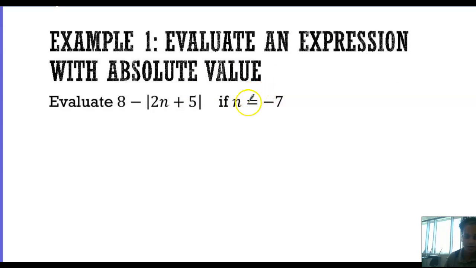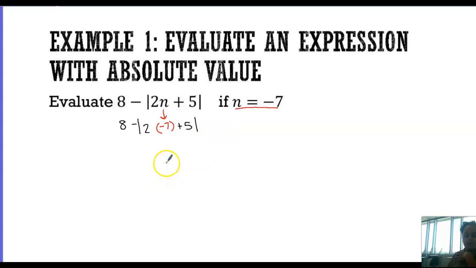What that means is we're going to use something called substitution. Anywhere we see an n, we're going to put -7 because n is equal to -7. So I'm going to replace this n right here with -7. Anytime you plug something in, from here on out, I want you to use parentheses for that. The 8 minus the absolute value of 2 times n, which is -7, plus 5.